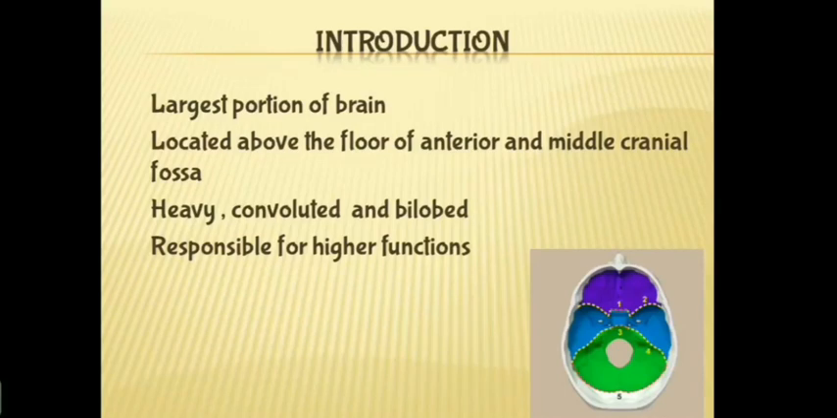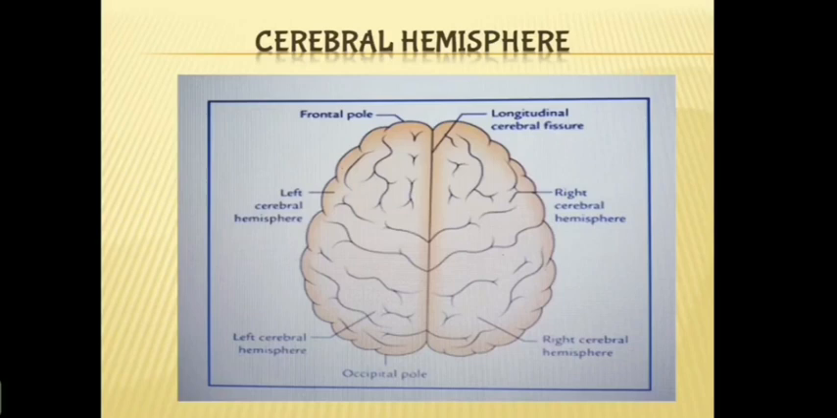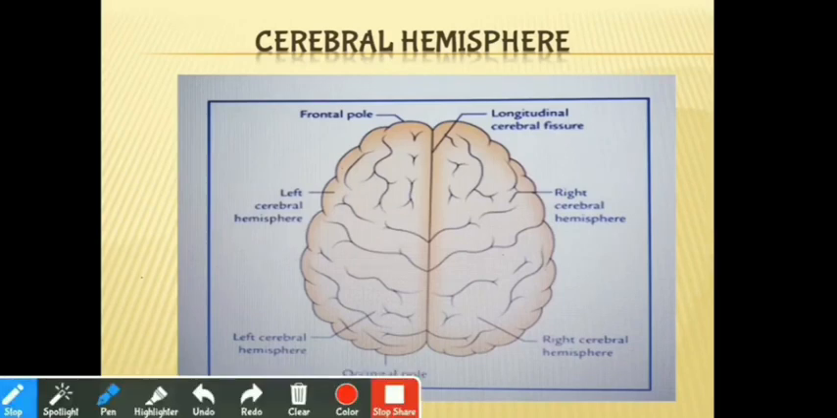And it is a heavy, convoluted, and bilobed structure. It has two hemispheres, left and right. So, it is a bilobed structure and it is responsible for the higher functions. So now the cerebral hemisphere. When the two cerebral hemispheres are viewed together from above, we assume the shape of an ovoid mass. So here you can see a deep median cleft called the longitudinal cerebral fissure, which divides the two cerebral hemispheres into left and right.